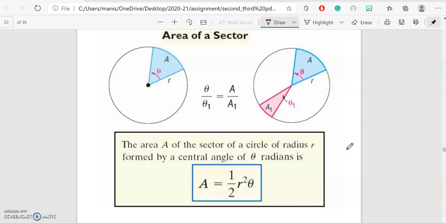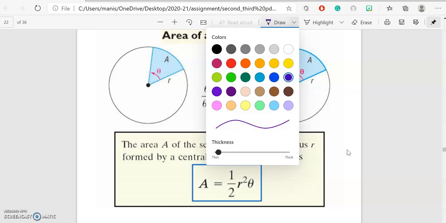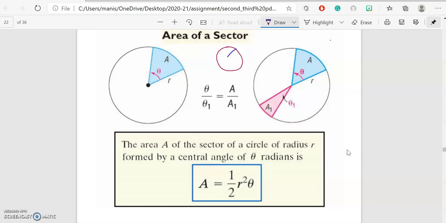In this diagram, if this is a circle and you are cutting a part from the circle, that is called a sector of the circle. When you cut any part of a circle, this is called a sector of a circle. And when we find the area of this sector, this is called the area of a sector of a circle. So the formula to find the area of the sector of the circle is A is equal to 1 half r square theta, where angle theta should be in radians.